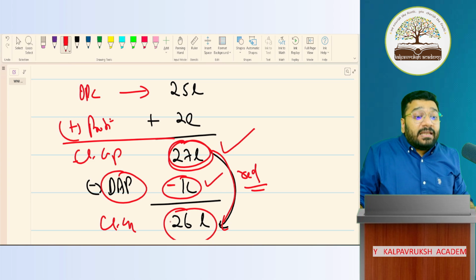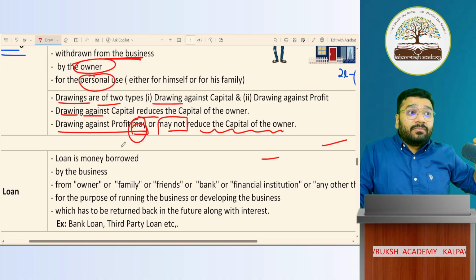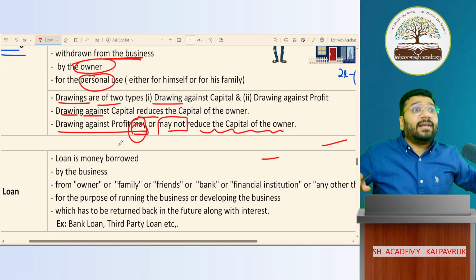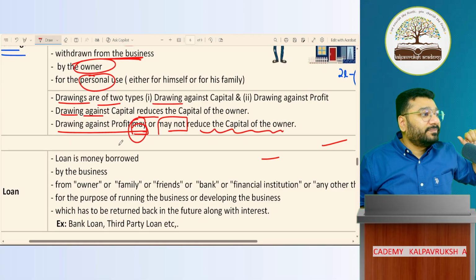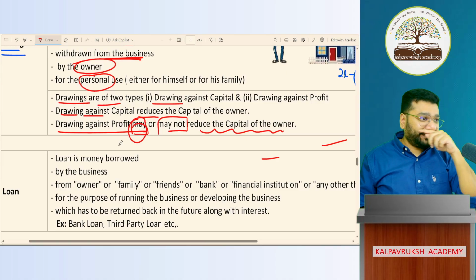It is reducing. Then why are they using the word it may reduce or may not reduce? They should have used the word no. Always it will reduce only. They should mention, always it should reduce only, no. Then why did they use the word may or may not? Now listen.